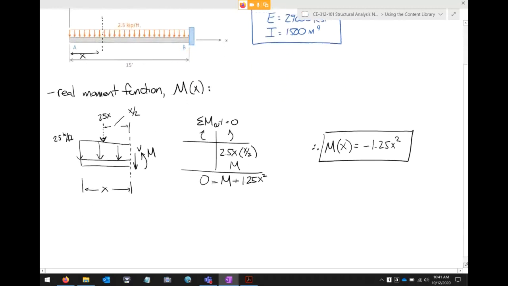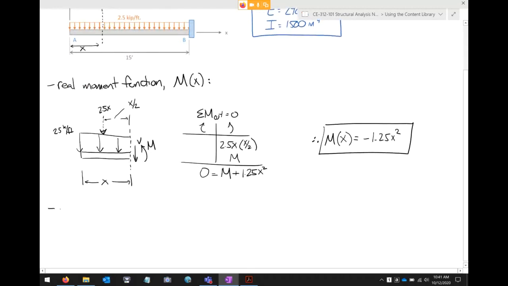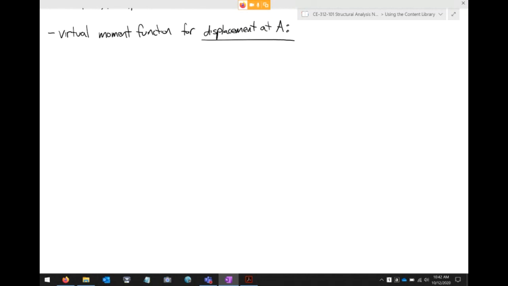All right. Now watch this. Now what we're going to do is a virtual moment function for the displacement at A. And so what do I mean by a virtual moment function for the displacement at A?